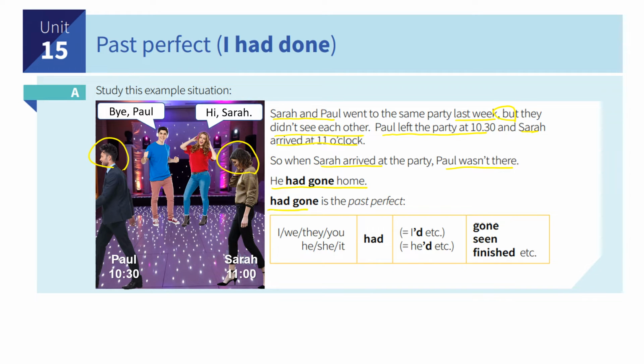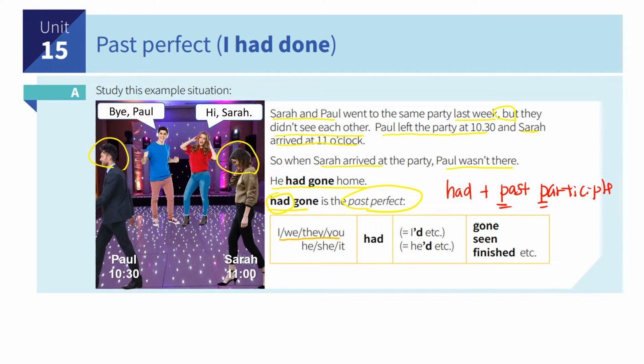Had gone is called past perfect. Look, had is the past of have or has, right? So had gone. Had plus pp. We call this had plus past participle. So had plus pp. This is the form of past perfect.